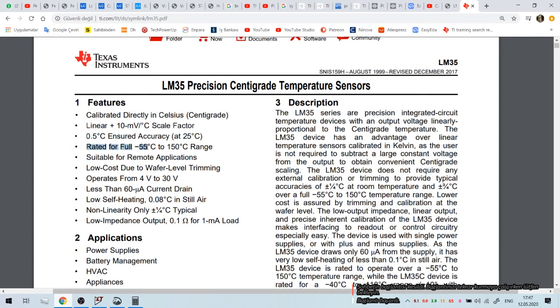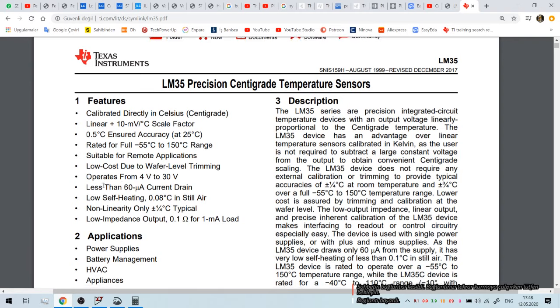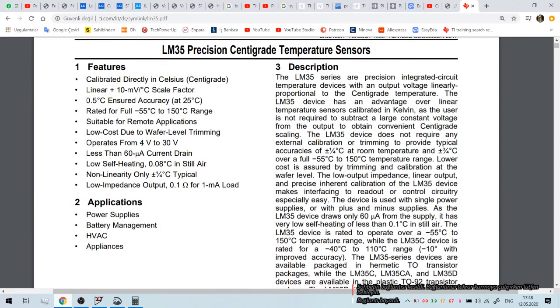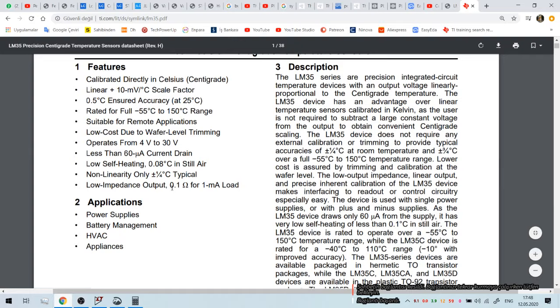Rated for full minus 55 centigrade degree to 150 centigrade degree. Suitable for remote applications. Low cost due to wafer level trimming. Operates from 4 volt to 30 volt. 5 volt is needed, you can see, but you can also use up to 30 volts. Not important. Less than 60 microamp current drain. It is quiescent current. Yes, and so on.